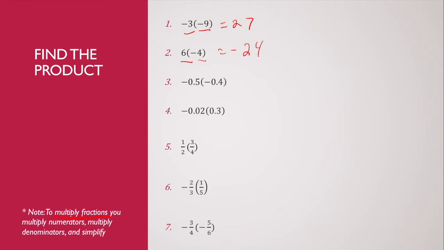Negative 0.5 times negative 0.4, that's going to give us a positive 0.2. Negative 0.2 times 0.3, that gives me a negative 0.06. 1/2 times 3/4, we multiply our numerators, multiply our denominators, and simplify if we can. If I have negative 2/3 times 1/5, that's going to give me negative 2/15.